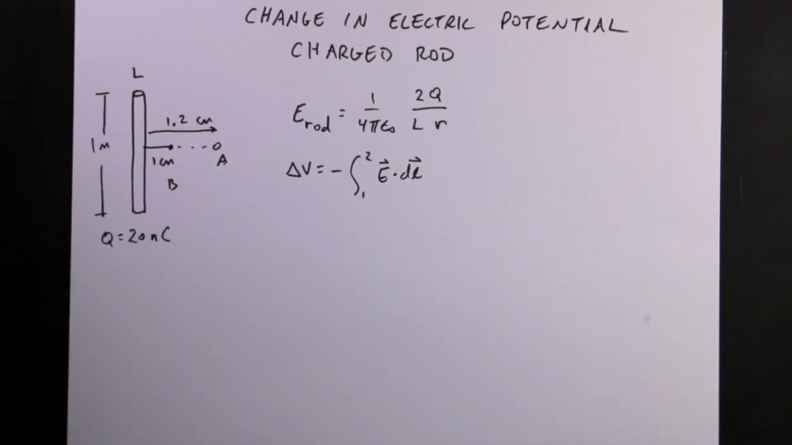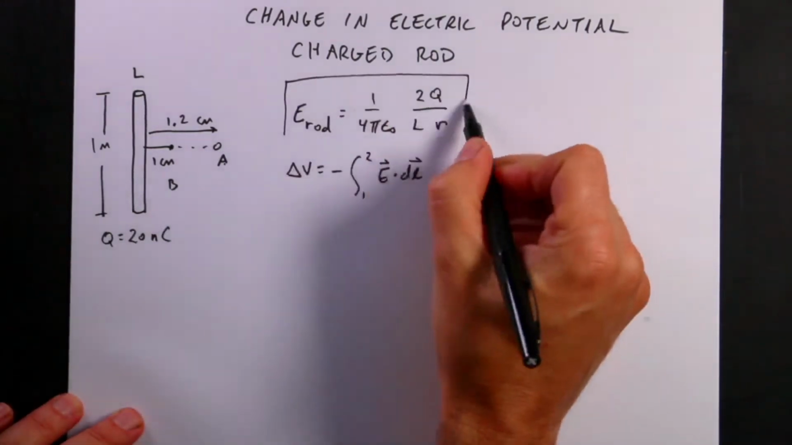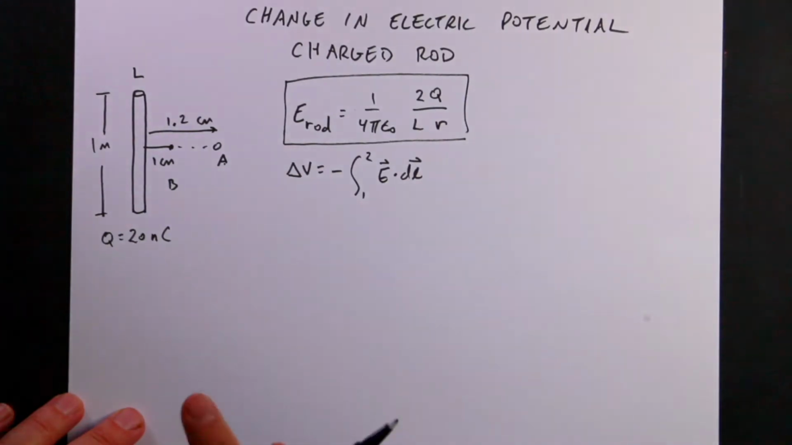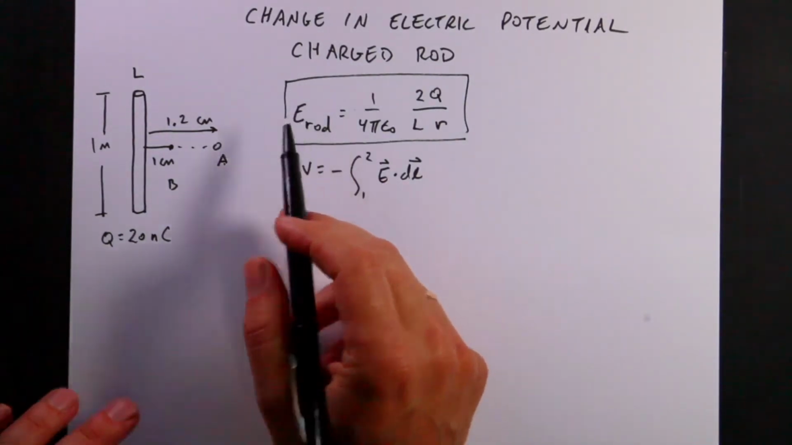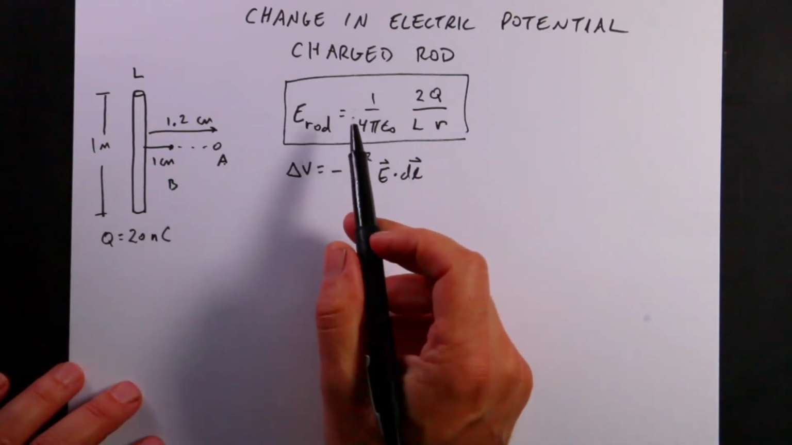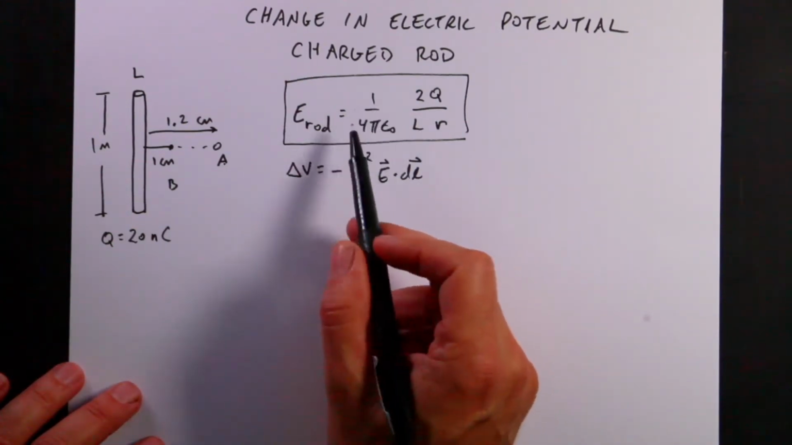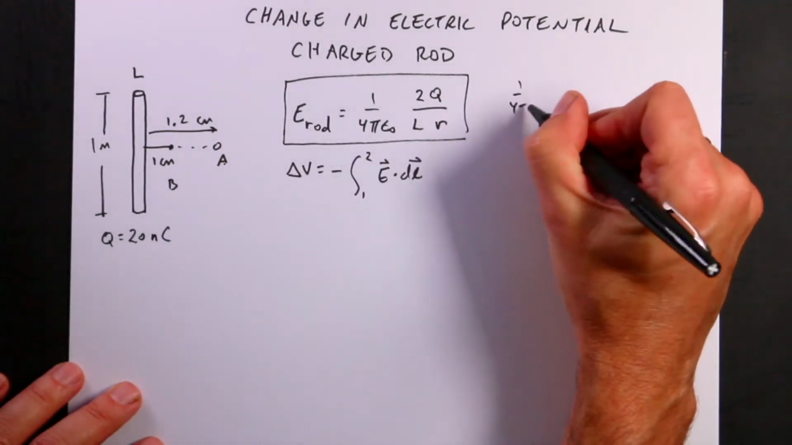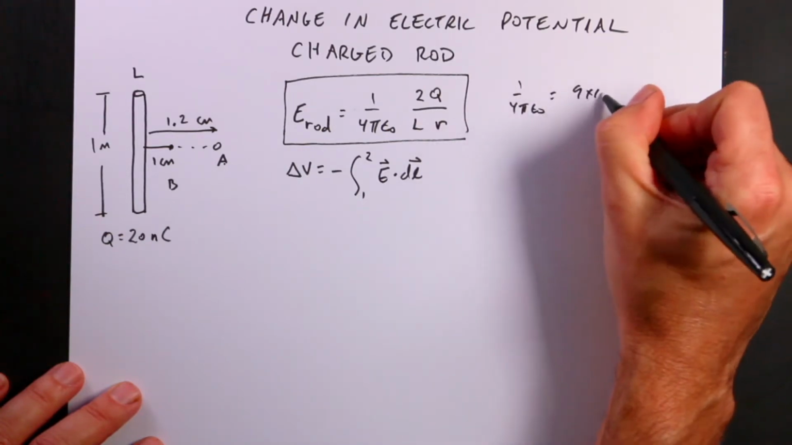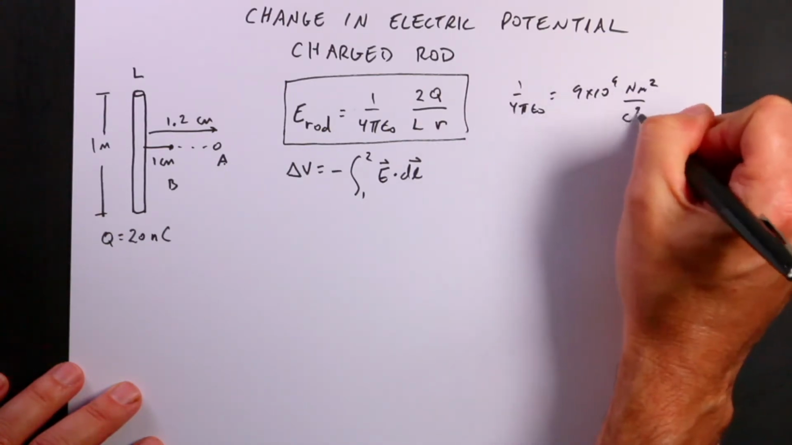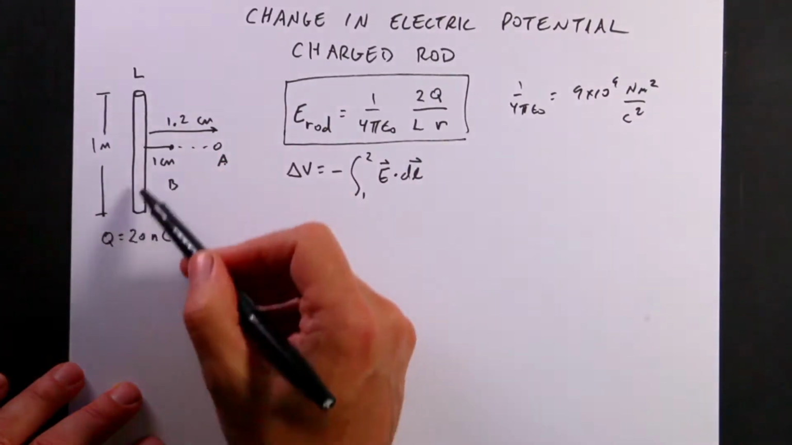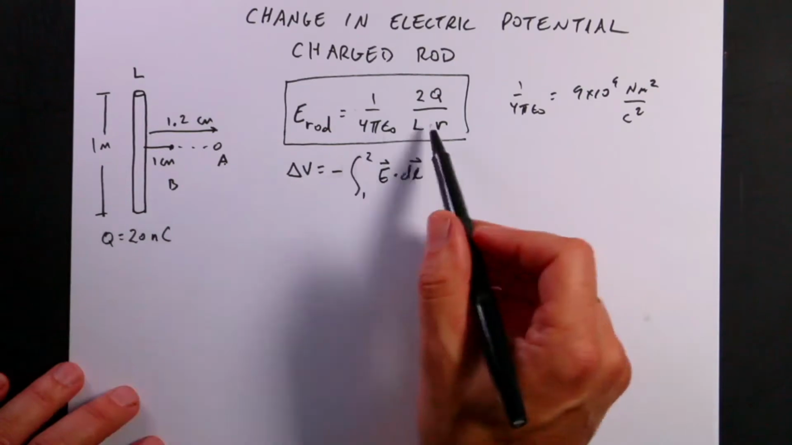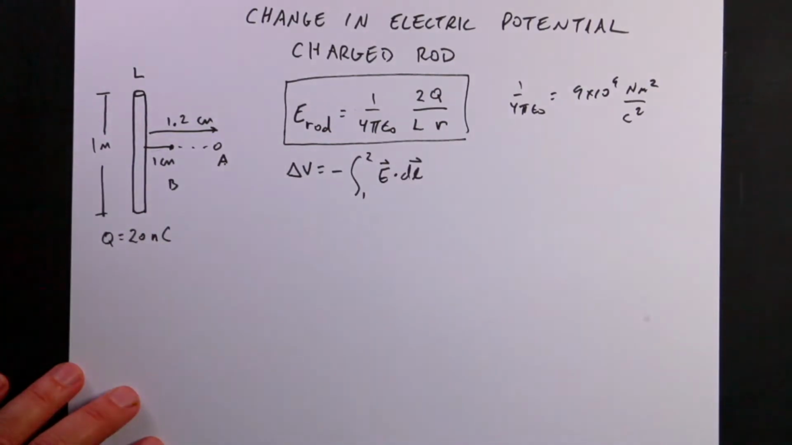Now, in a previous video, I derived the magnitude of the electric field due to a charge rod. If you're close to the rod, then the electric field is pointing radially away. You can also find this from Gauss's law. The electric field is 1 over 4 pi epsilon naught, where that's a constant, 9 times 10 to the 9th newton meters squared per coulomb squared, times 2q, where q is the total charge on the rod, divided by the length of the rod and the distance away, which I'm going to call r.